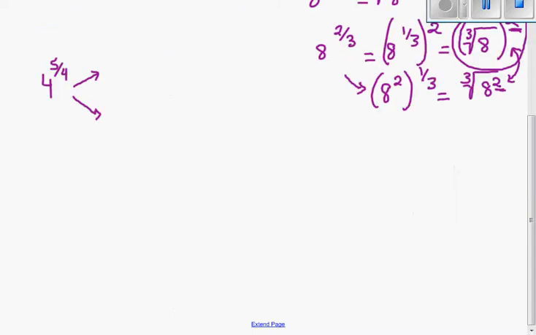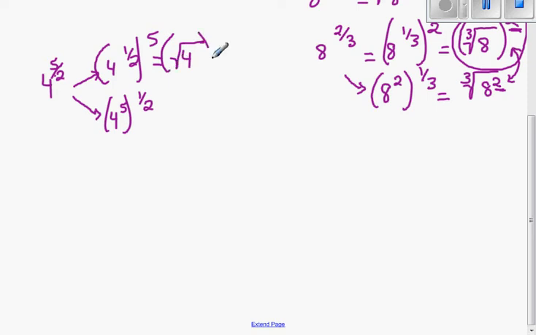Here's another example. 4 to the, let's make this 5/2 power. You can think of this in two ways. You can think of it as 4 to the 1/2 raised to the 5th, or you can think of it as 4 to the 5th raised to the 1/2. Either option works, they mean exactly the same thing. If we go the route of 4 to the 1/2 raised to the 5th, the 1/2 power means the square root of 4 raised to the 5th power.